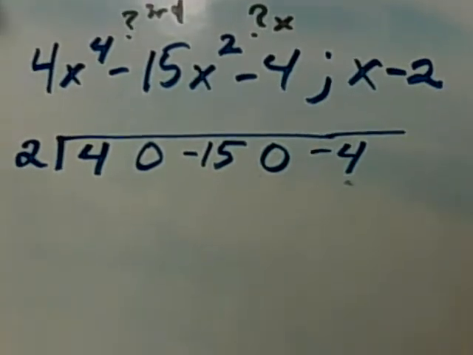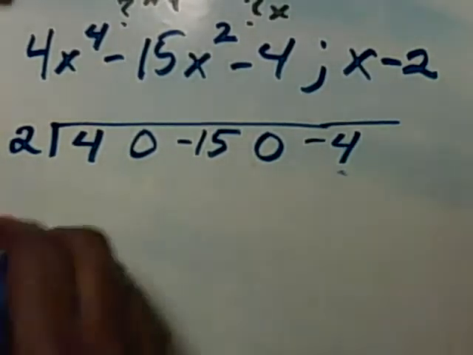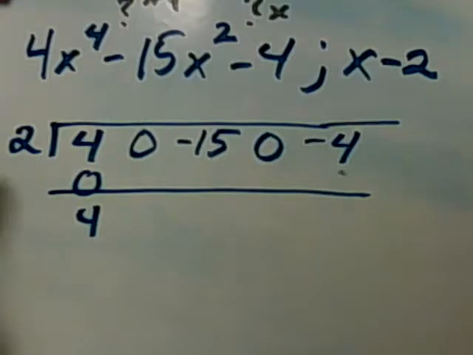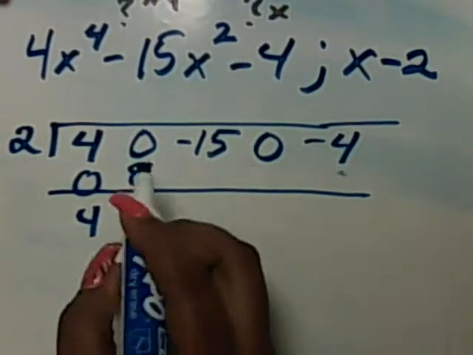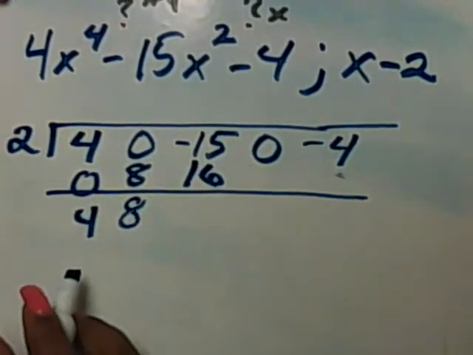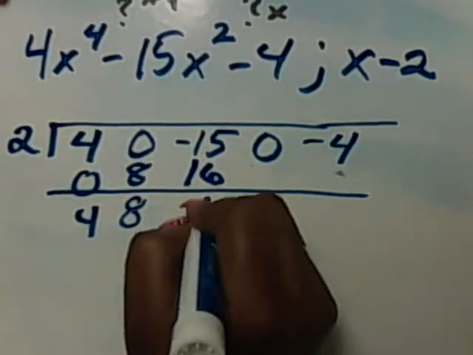So we're going to go back to the process. Make sure you don't leave out any of the terms. So I have 0 here, bring down the 4. Now we'll work it. 2 times 4 is 8. Add that together. 0 and 8 is 8. 2 times 8 is 16. Add that together. 16 and negative 15 is 1.